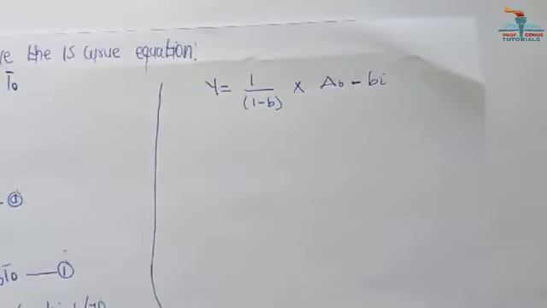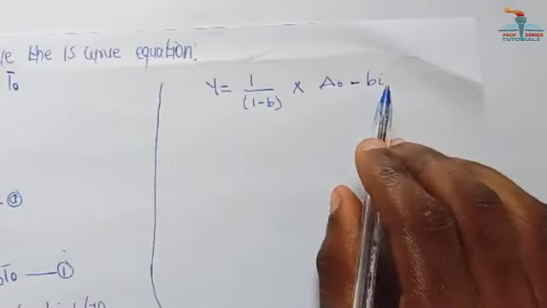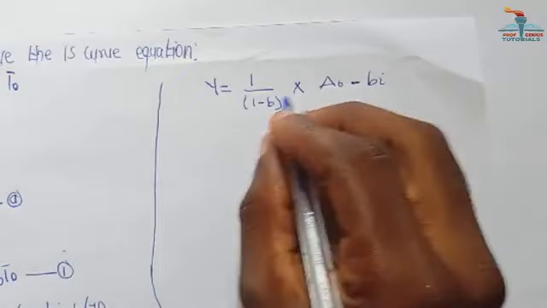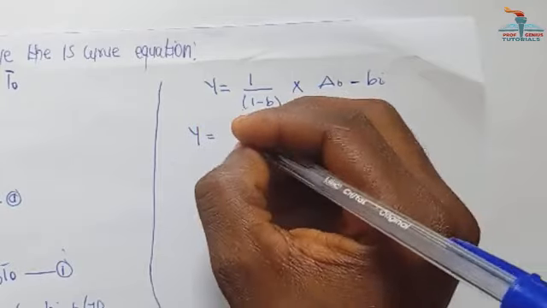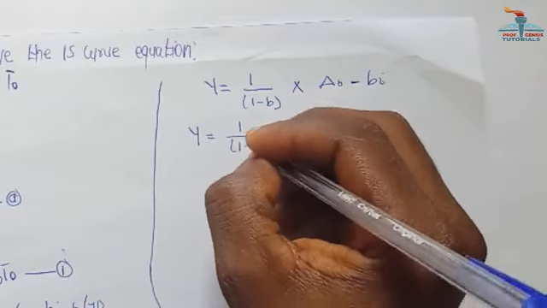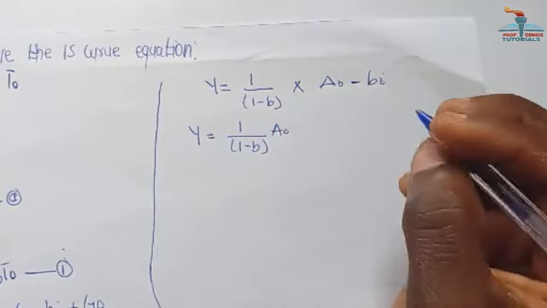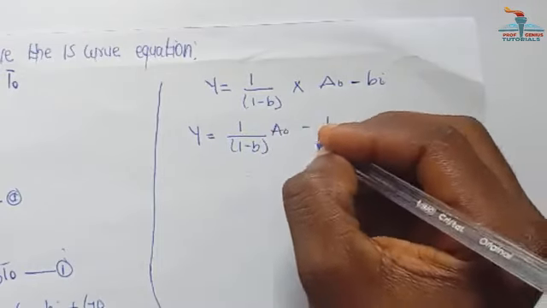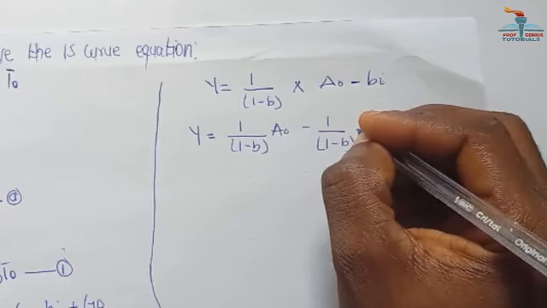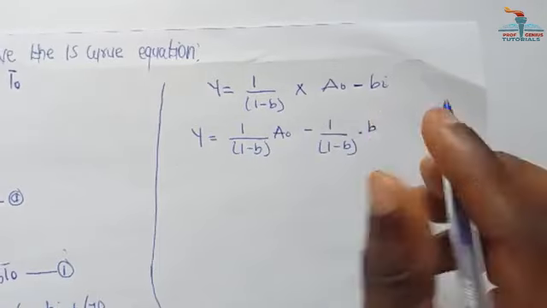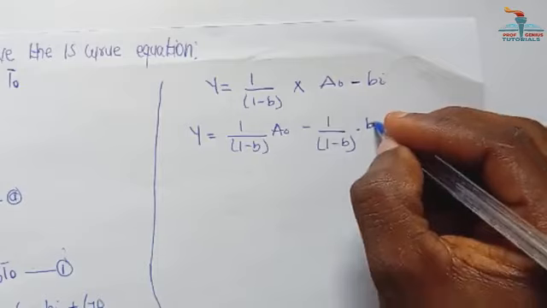So now let's see. This is multiplying this and at the same time multiplying this. So let us expand this expression. We are going to get y is equal to 1 over 1 minus b, then times A naught, minus 1 over 1 minus b times b, because the negative is here, then times i.